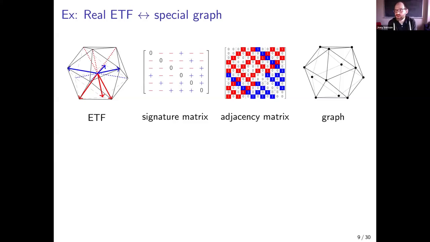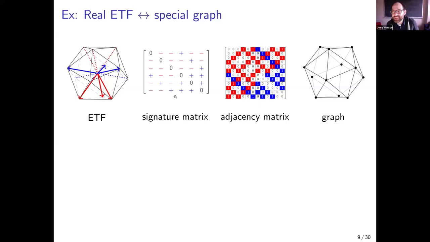So there's a thing you can do when you have a real ETF to produce a special graph. And this special graph is going to be an instance of a DRACKN. Okay, so here's just an example to show you what it is. You take an ETF like this 3 by 6, and you produce the signature matrix, right? The phases of the Gram matrix, like we were just talking about.